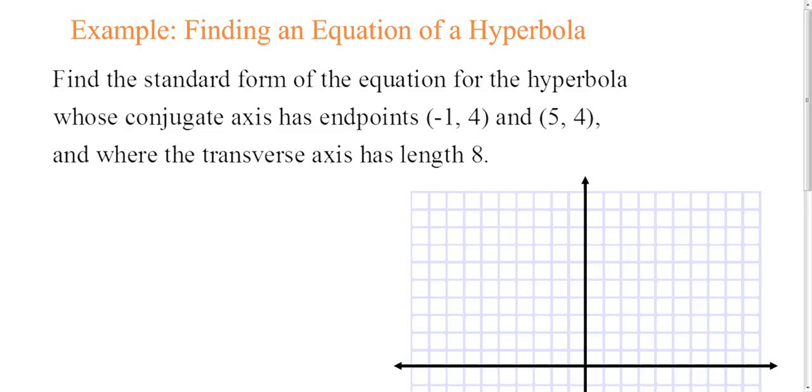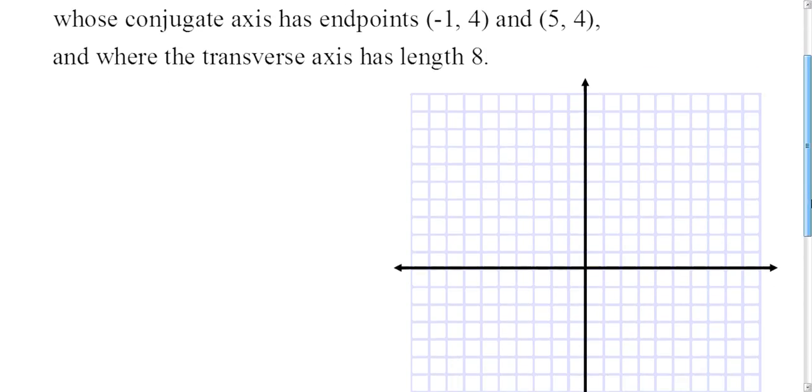First of all, this first problem asks us to find the standard form of the equation of a hyperbola whose conjugate axis, that means the one that does not connect the foci. Okay, so it's the axis that does not connect the foci. So whose conjugate axis has endpoints at -1, 4, and at 5, 4. So I'm going to go ahead and plot those, -1, 4, and 5, 4. All right, so that's my conjugate axis. Again, it does not connect the foci.